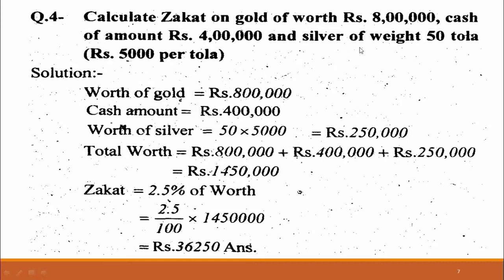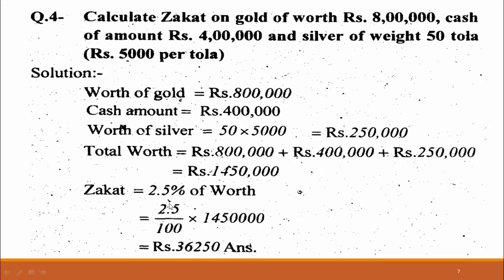Because in this question, the person has 50 tola silver, and the per tola silver rate is 5,000. So 5,000 multiplied by 50, we obtain 250,000. Now, adding these amounts, total gold, total cash amount, and total amount for the silver, we get the total amount, 1,450,000.